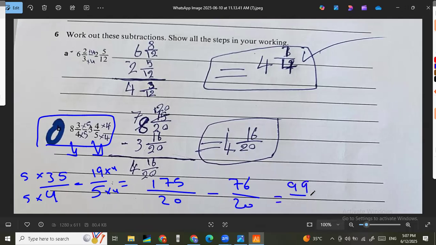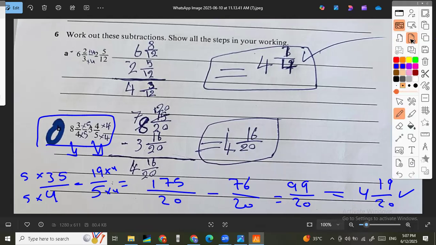Subtract, and we get 99 over 20. Convert it back into a mixed number. The denominator stays the same, definitely, but how many 20s are in 99? There are 4 20s, and the remainder is going to be 19, because 4 20s is 80 and 5 20s is 100, which is too much. I want to reach only 99. So it's only 4 20s, which is 80, and the remainder is 19. So 4 and 19 over 20. All right, the next question.